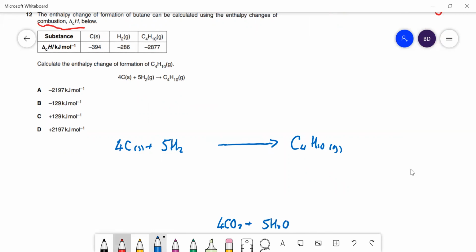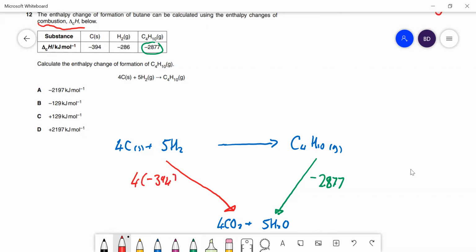Which way do the arrows go? Well, you're burning these things to turn them into carbon dioxide and water, so the arrows are going to go down. Okay, let's look at the green arrow first. All we're doing is burning 1 mole of butane, so that's minus 2877 there. And on the red arrow, we're burning 4 lots of carbon, 394, and 5 lots of hydrogen, 286.